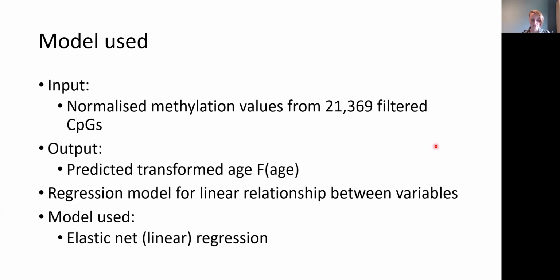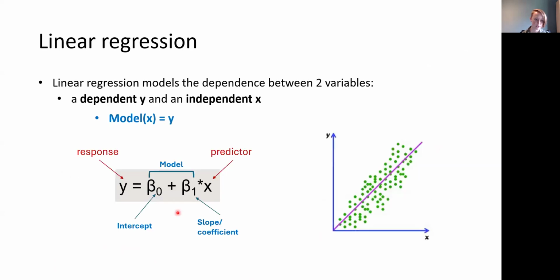The model that they used in the paper is called the elastic net regression. I've put the linear in brackets because it is a linear regression, but usually it's just called elastic net. To explain what this is, I thought I'd do a quick overview of what normal linear regression is. I'm sure many of you are well aware of this, but just as a reminder, linear regression models the dependence between our two variables.